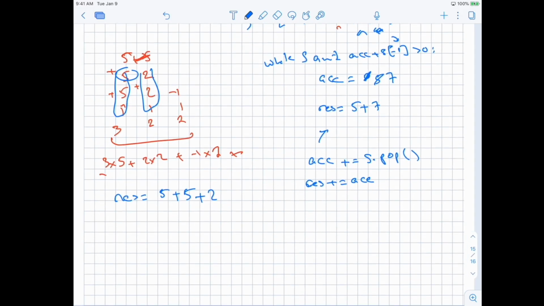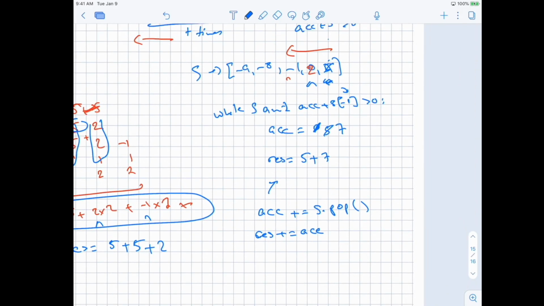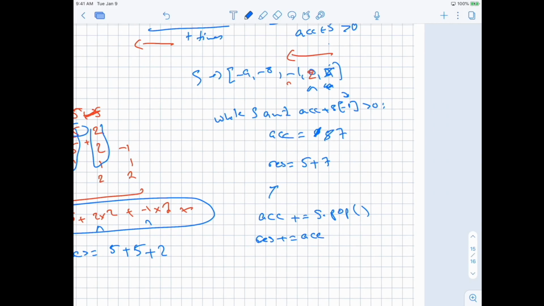Because remember, result is all of these. And so each time we process an element, we want to add one more time all of those that appeared before it, right? So that we can get the time multiplication here. Okay? And so now our result is going to be 5 plus 7, which is 12.